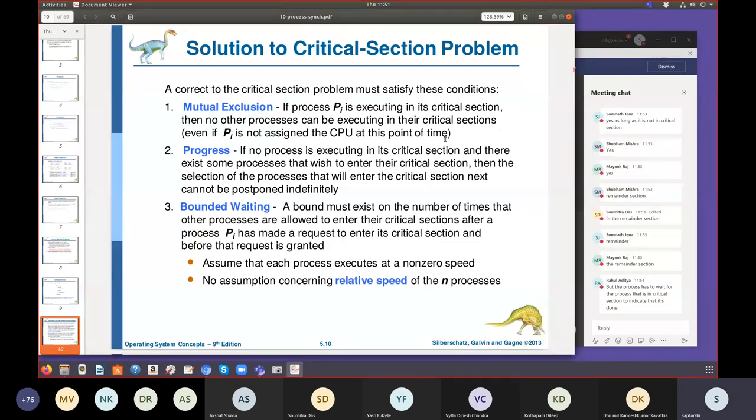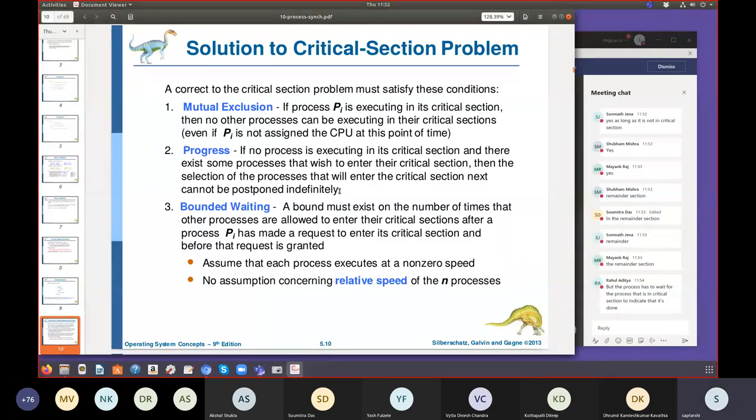Okay. Next requirement is progress. I see a question, but I'll come back to it. Next condition is the progress. If no process is executing in its critical section right now, and there exists some process that wishes to enter their critical section, then the selection of the process that will enter the critical section next cannot be postponed indefinitely.